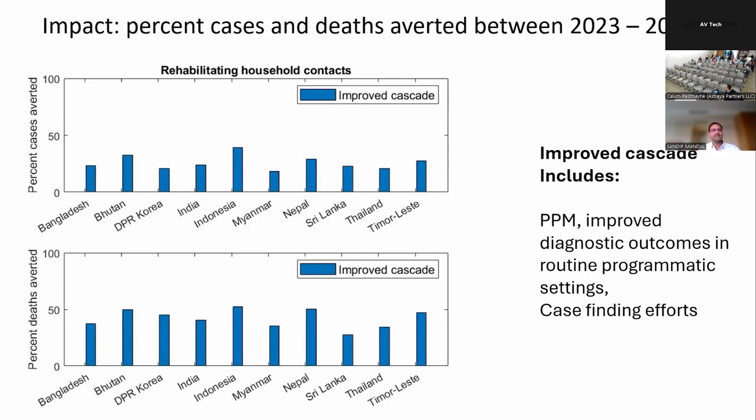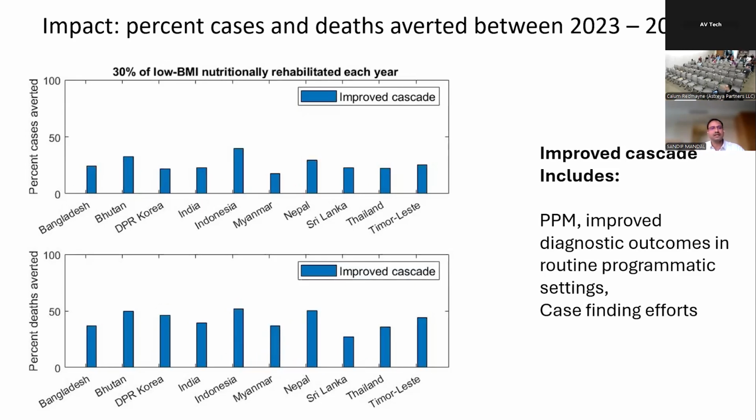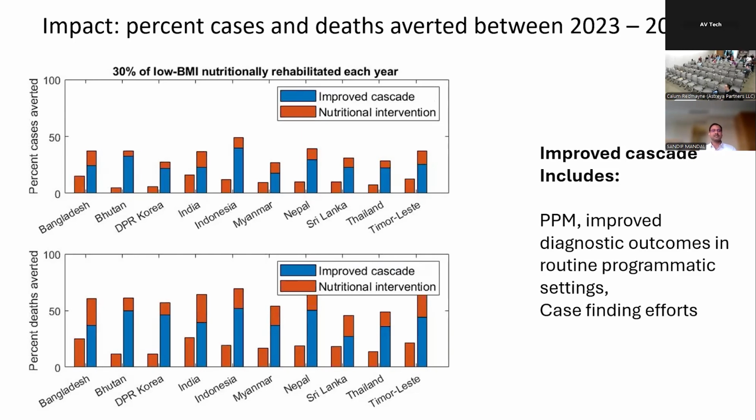Now, with this, if we add nutritional intervention, that red color bar is showing the impact of additional intervention due to nutritional effect in the household context. Now, see the result. If we apply this for the 30% of the low BMI population, the impact would obviously be relatively much higher than if we target only the household contacts.